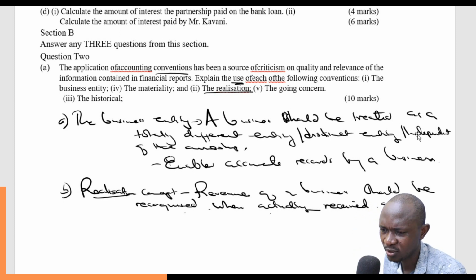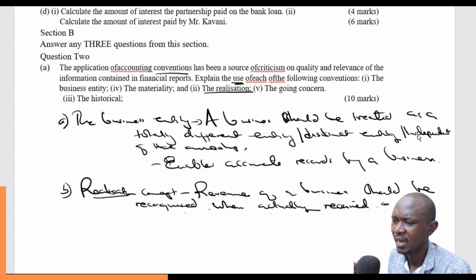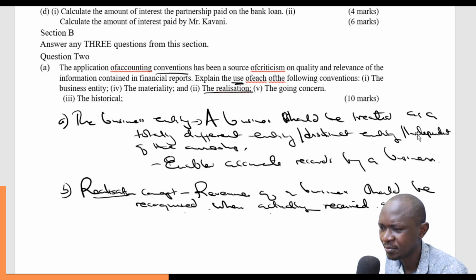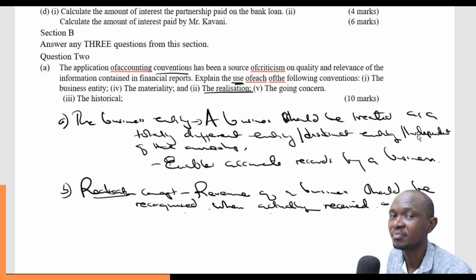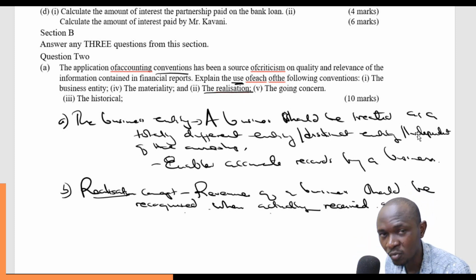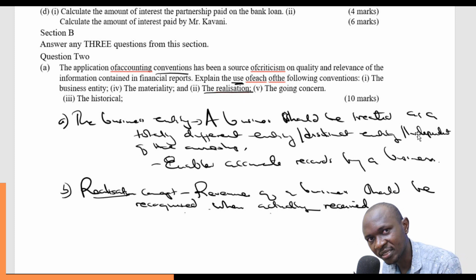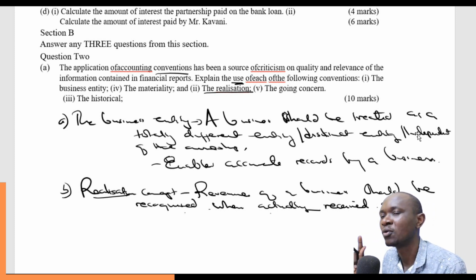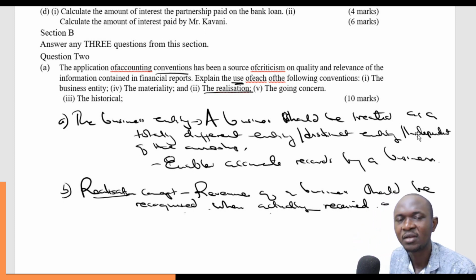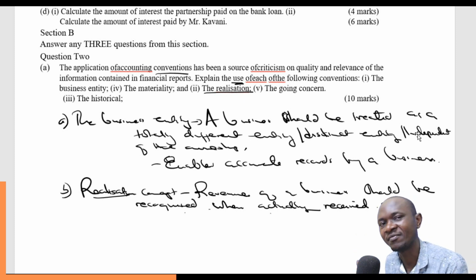So realization concept, we should only recognize items that have actually been received as having been received. Otherwise, don't assume or don't work on promises. Don't assume that it is so obvious I will receive, and then you go ahead and treat it as having been received.